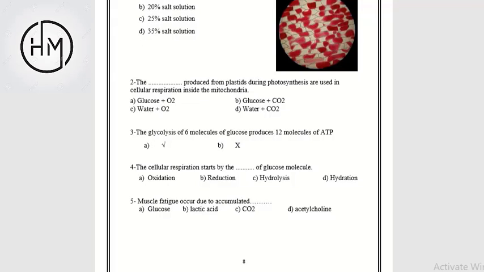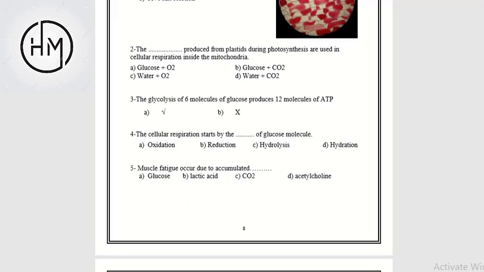2. The ATP produced from plastids during photosynthesis is used in cellular respiration inside the mitochondria. Try to answer. Excellent. Number A. Glucose plus O2 is the product of the photosynthesis process.